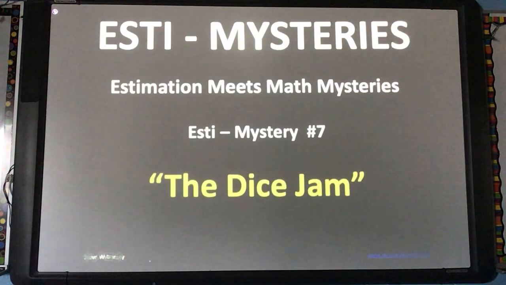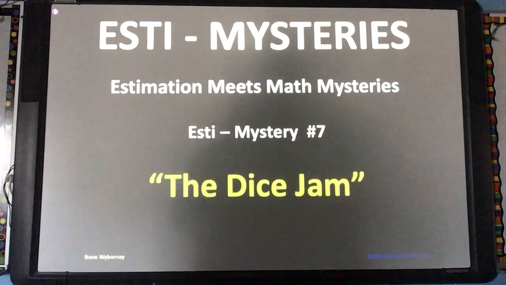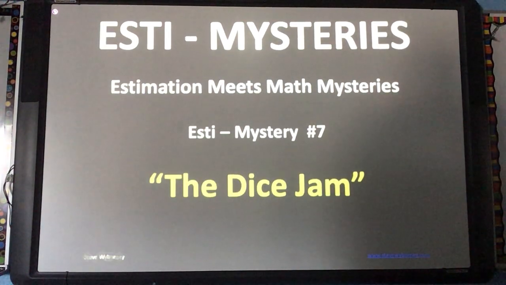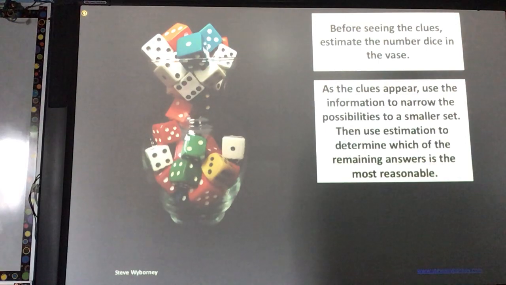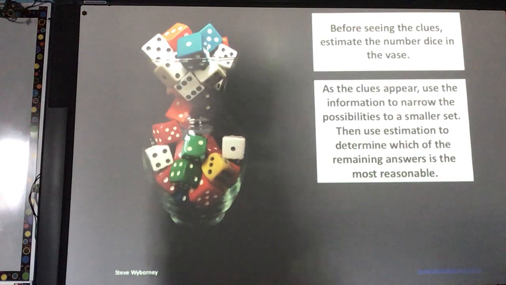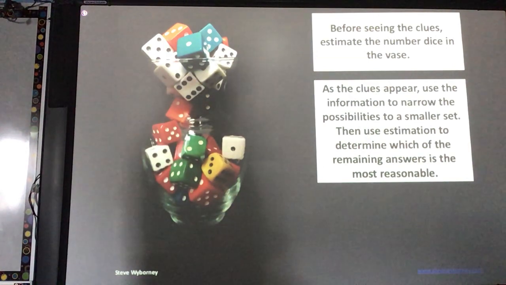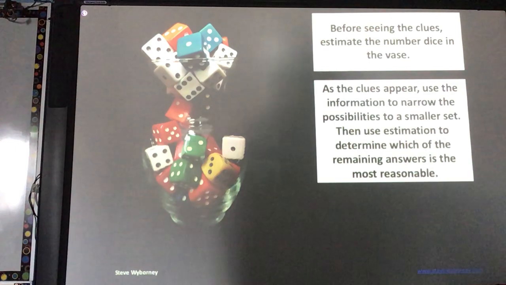All right, ladies and gentlemen, we're going to play a mystery called the Dice Jam. So this is number 7 in your math notebook. And we have a vase that is full of these dice. I'm going to zoom in for you guys to see. Full of these dice. All right? I want you to go ahead and make an estimate of how many dice are in this vase. You can stand up if you need to. How many dice are in this vase?